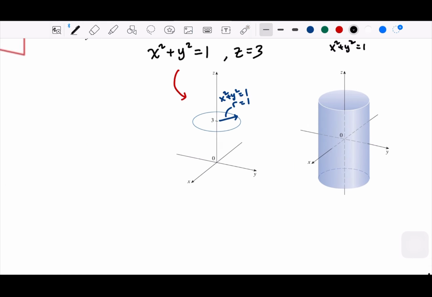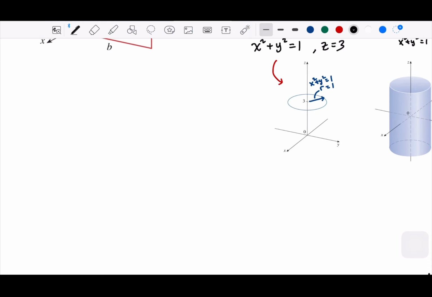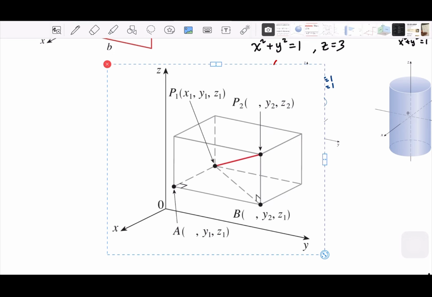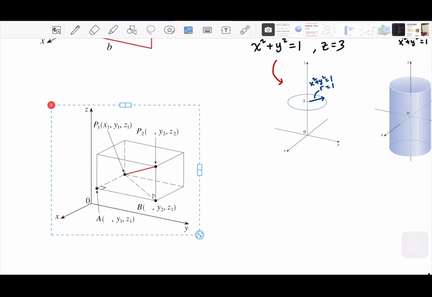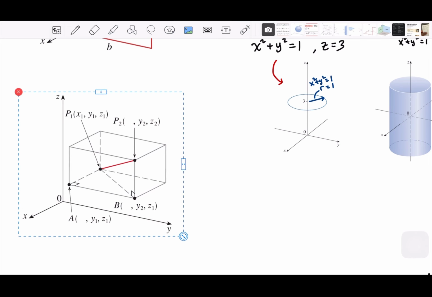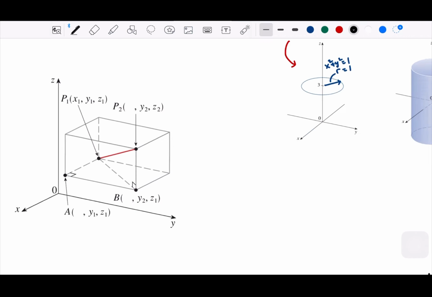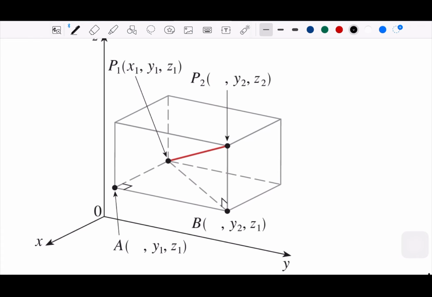Now another thing in this introduction that I want to show you is the distance. Of course, if we are able to locate our points in this 3-dimensional system, then, oh sorry, it got lost, I don't know why. So if we could locate these two coordinates, then we can find the distance.